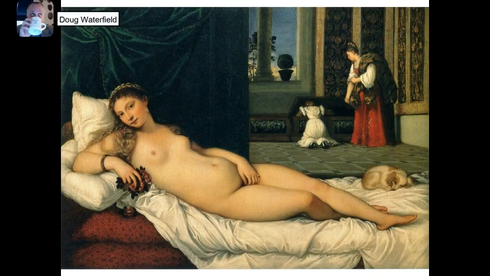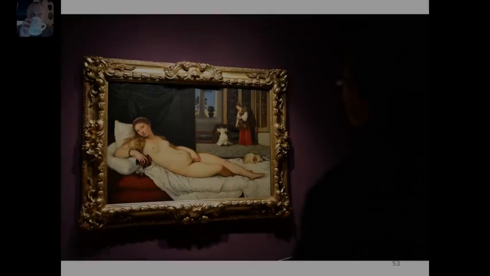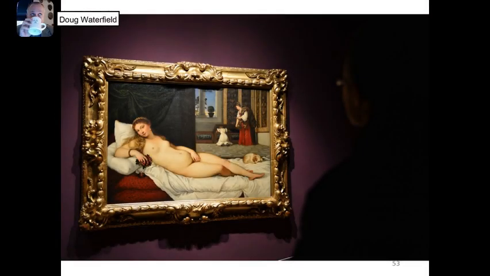This is an alternate version, which shows a little bit better that golden light quality that I talked about earlier. And then here it is as it hangs on the wall in the Uffizi. It's an impressive painting to see in person, and I highly recommend that you stop and spend a few minutes in front of it once you get to visit the Uffizi in Florence.